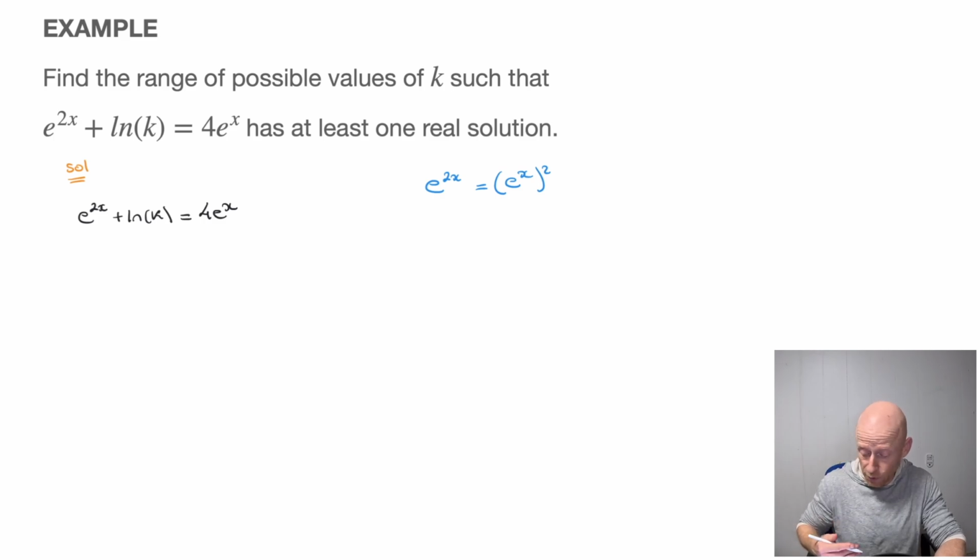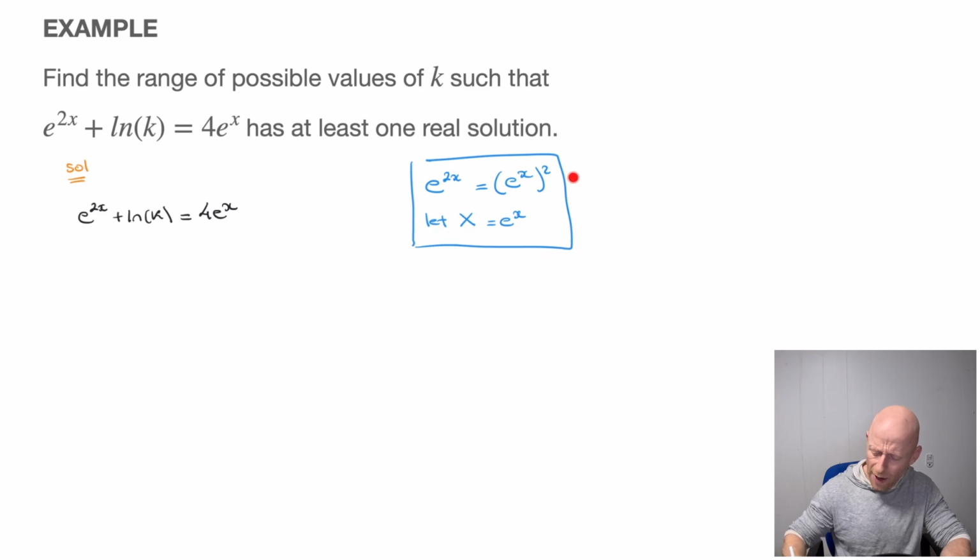In fact, in my classes, what I tell my students is to go as far as giving e to the x a different name. That is, we'll define a new variable. We say, let capital X, so it's a different x, equal e to the x. And in fact, let me go ahead and box that, and now I'll show you how I would use this in this equation. Replacing this e to the x by capital X, and this e to the 2x, which would therefore be capital X squared, this equation turns into capital X squared plus ln of k, which equals 4 times capital X.